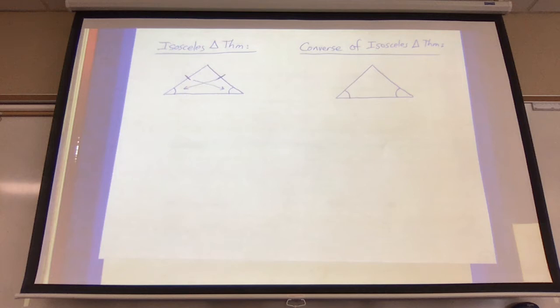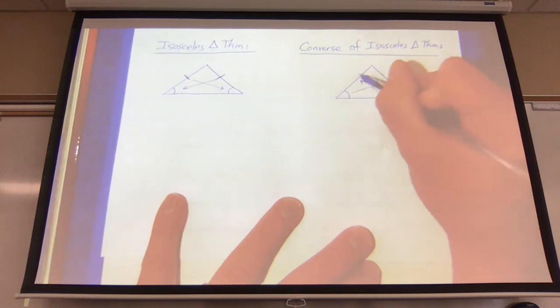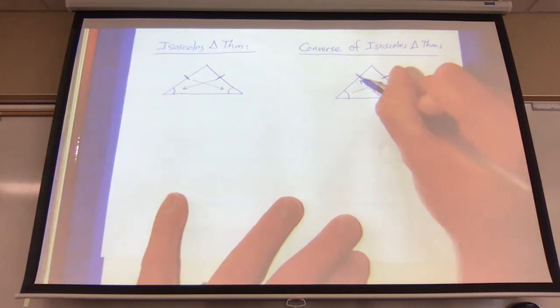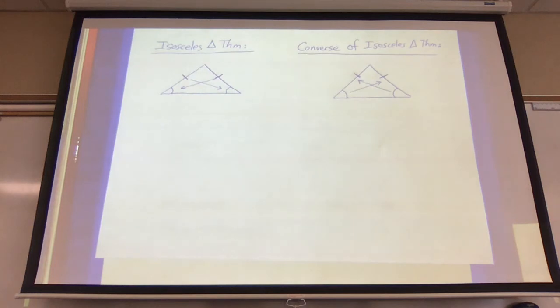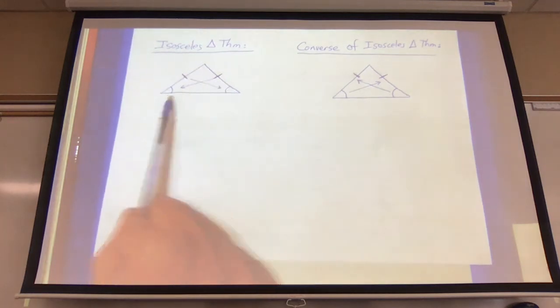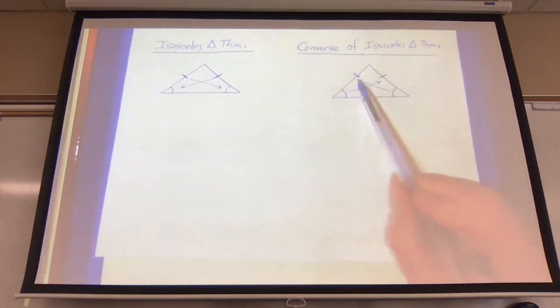The converse says if two angles of a triangle are congruent, then the sides opposite those angles are also congruent. So if the two angles are congruent, then now we can go across to the opposite sides and say that those sides are congruent. So this theorem works both ways. If you have two sides congruent, then their opposite angles are going to be congruent. If you have two angles congruent, then their opposite sides are going to be congruent.